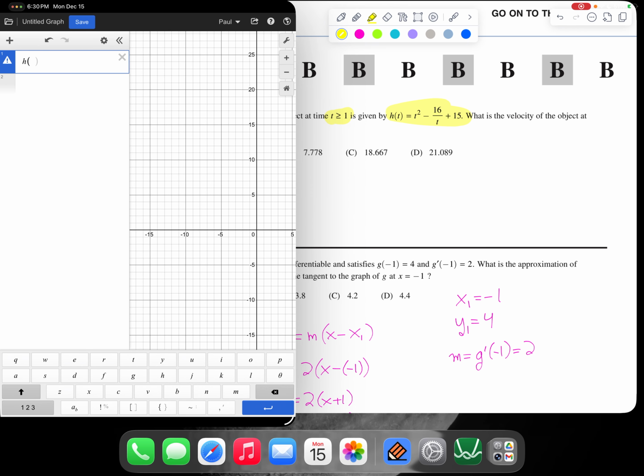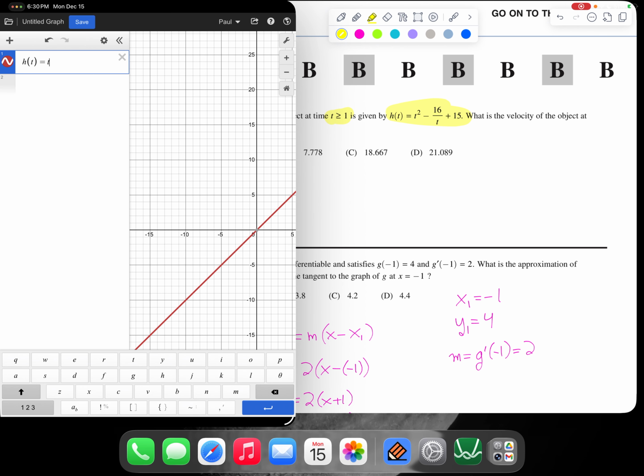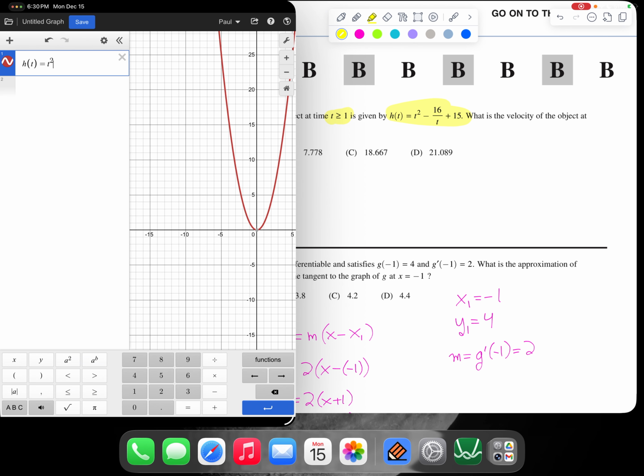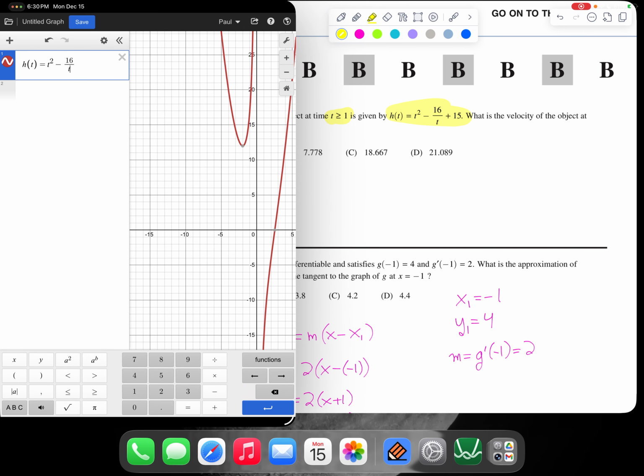I'm going to use the letters in the problem. H of t equals t squared minus 16 divided by t plus 15.